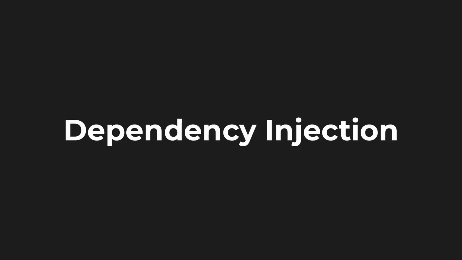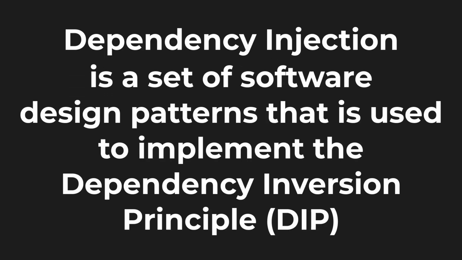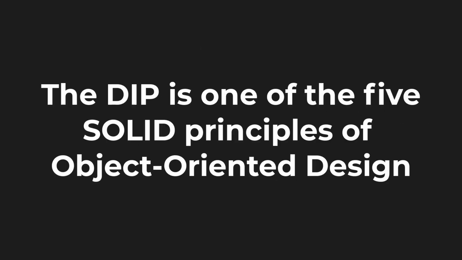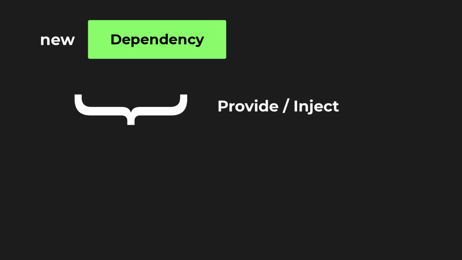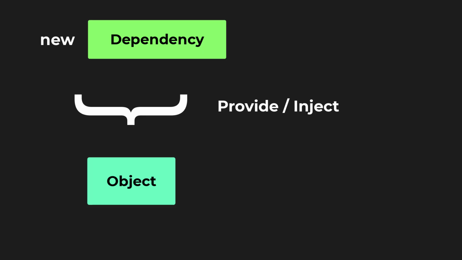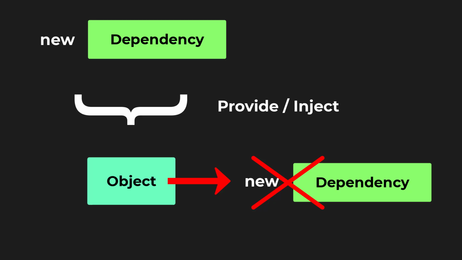In this video, we will define dependency injection. Dependency injection is a set of software design patterns that is used to implement a principle called the Dependency Inversion Principle. This principle is one of the 5 SOLID principles of object-oriented design, and the principle in turn enables loose coupling between classes. Or we can say, dependency injection is a way to provide or inject an instance of a dependency that an object needs, rather than having the object create an instance of its dependency itself.